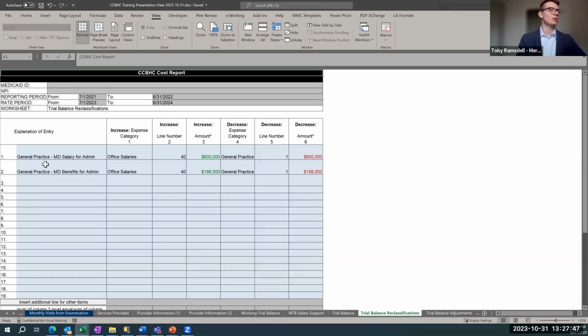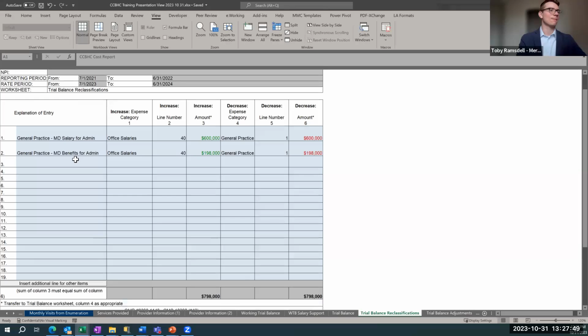So we should see the reclassification being made for $798,000 out of line 1. So there's my decrease. Again, this is related to direct care staff providing some administrative functions. And then there will be an increase in line 40. So those are the two reclassifications that I've made.